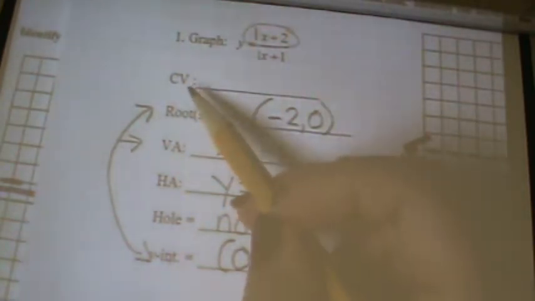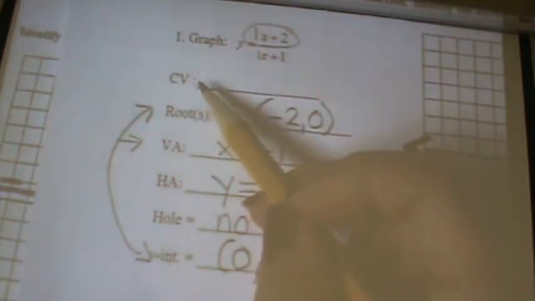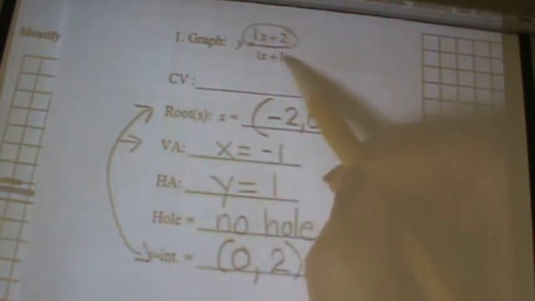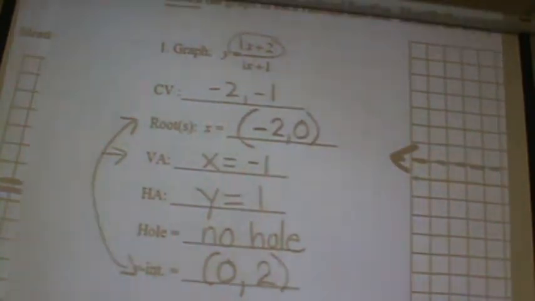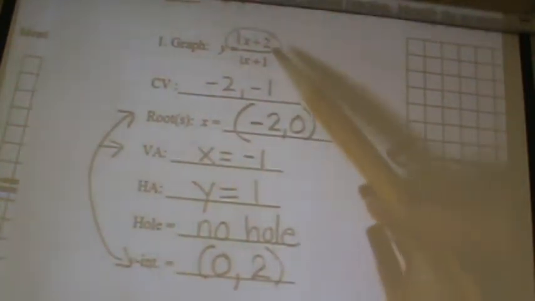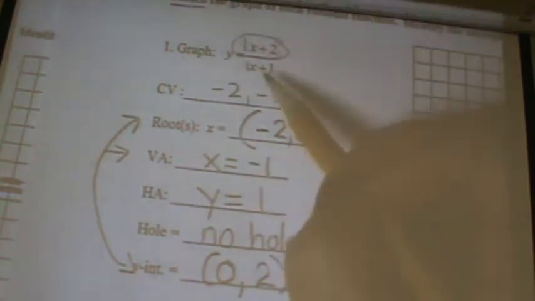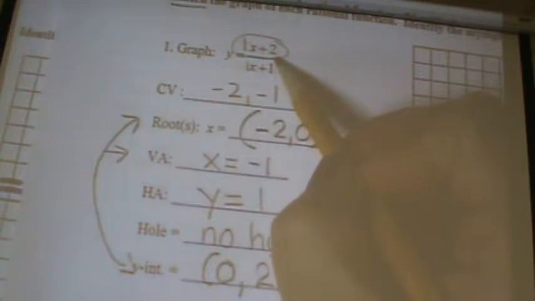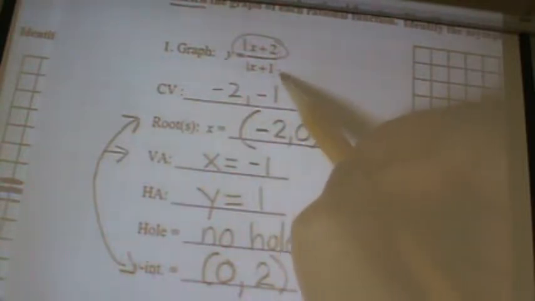So now, this is where it gets fun. These are critical values. The critical values are anywhere in the problem where you get a 0. So at negative 2 and at negative 1. How did you get that? You set your numerator and your denominator. We call these critical values because something's gonna happen at negative 2 and at negative 1. There's gonna be a change in the graph.